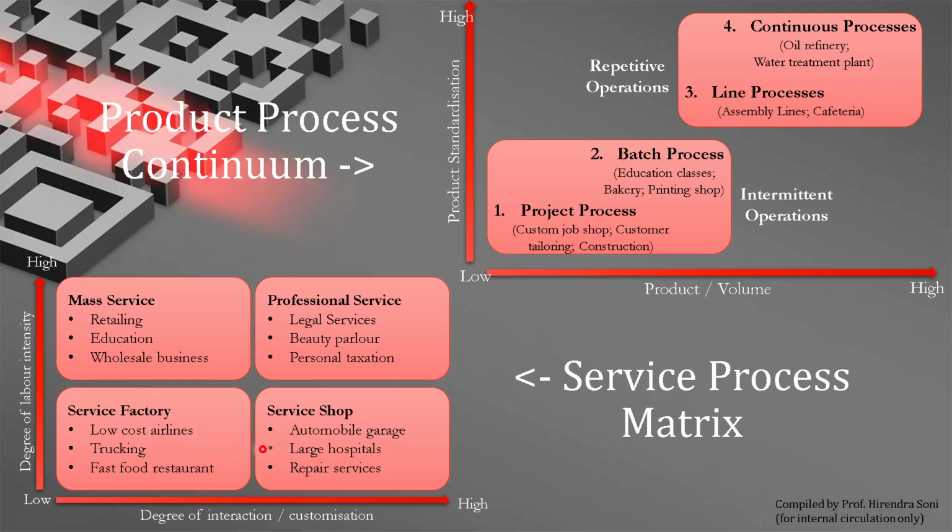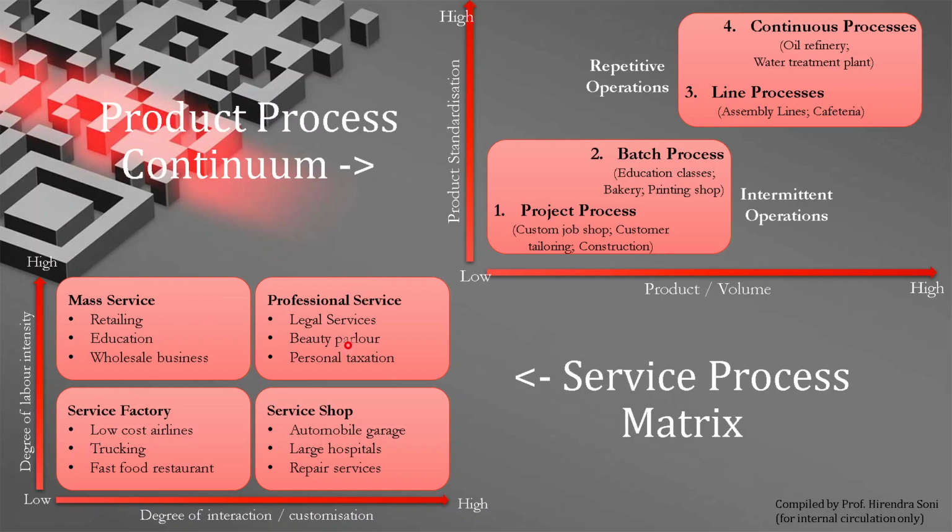If we talk about service shop, an automobile garage, here the degree of interaction is high, but the degree of labor intensity is quite limited. Repair services, large hospitals, the work is very much defined kind of. So interaction may be higher, but degree of labor intensity is less. If you look at mass services like retailing, education, wholesale businesses, then the degree of interaction is low, but the degree of labor intensity is higher.